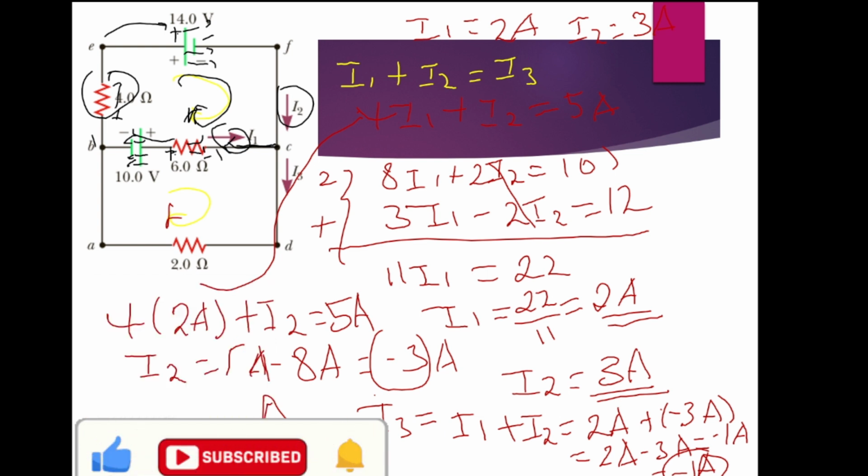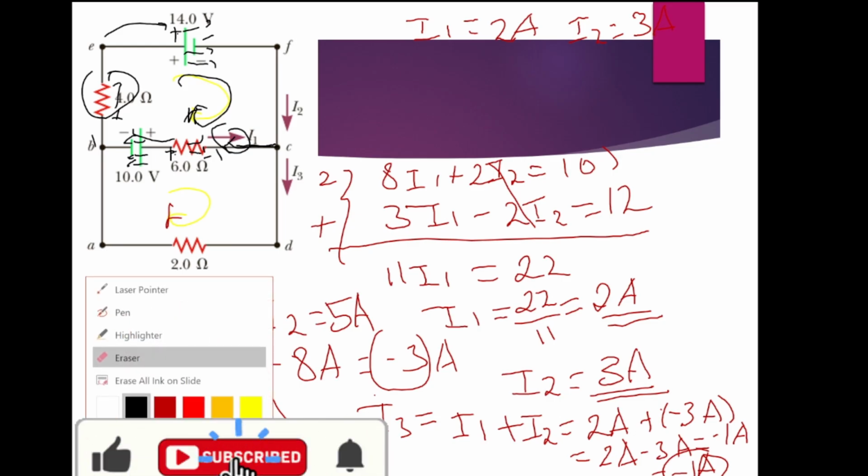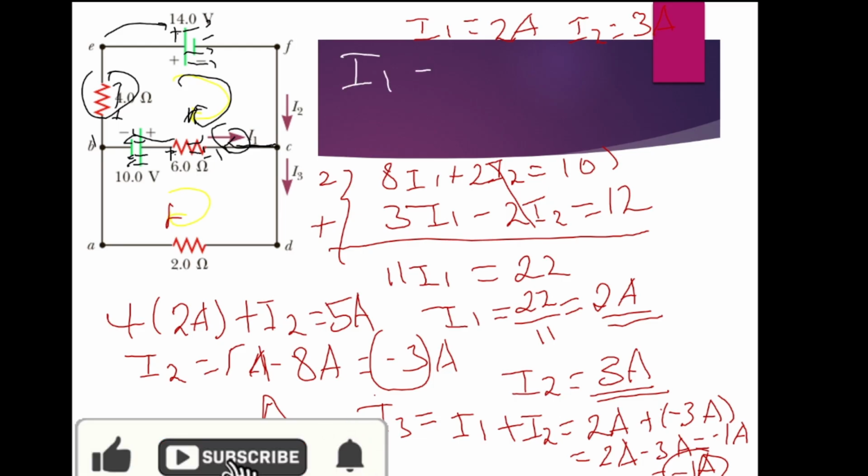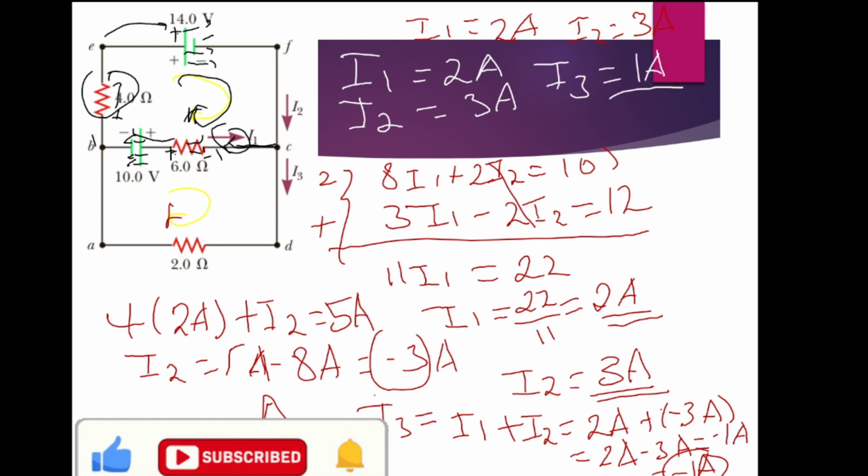We need to write the final answer as positive because current is not a vector, and we use the negative sign just to indicate that the path that we have used is in the opposite direction. So let's write: I1 is 2 ampere, I2 is just 3 ampere, and I3 is just 1 ampere. So that's it. Thank you very much.